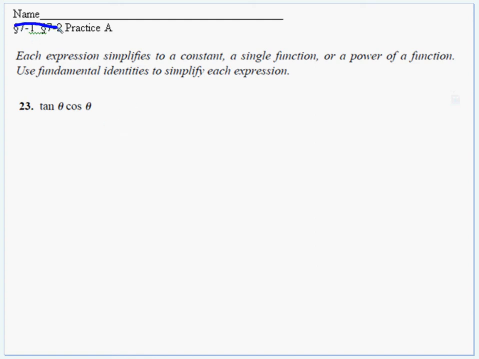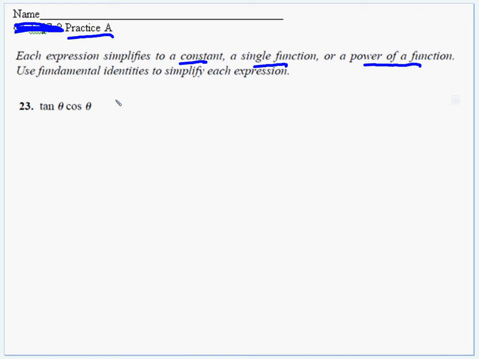It's in the new book. This is section 5.1 and 5.2, Practice Test A. This will be very similar to the test you'll be taking shortly, including these directions. It says here each expression simplifies to a constant, a single function, or maybe the power of a function like sine squared or cos cubed. Use fundamental identities to simplify each expression.